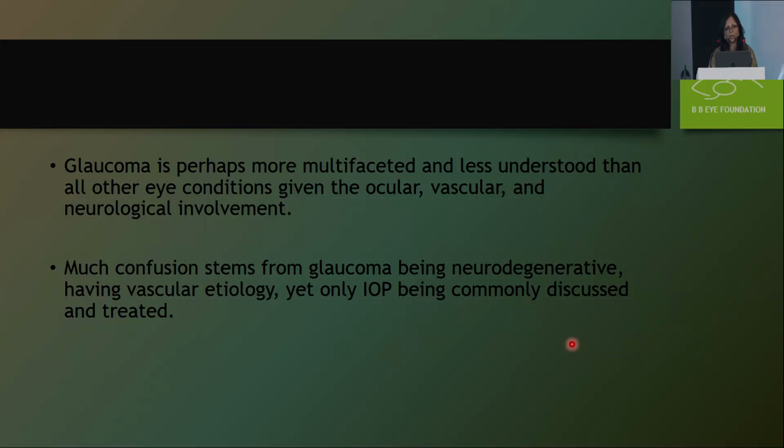Glaucoma is perhaps more multifaceted and less understood than all other eye conditions, given the ocular, vascular, and neurological involvement that it has. Much confusion stems from glaucoma being neurodegenerative and having a vascular etiology, yet only IOP being commonly discussed and treated.